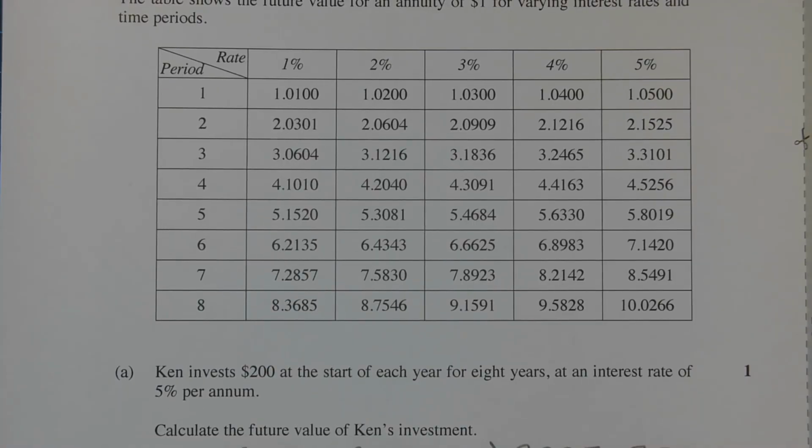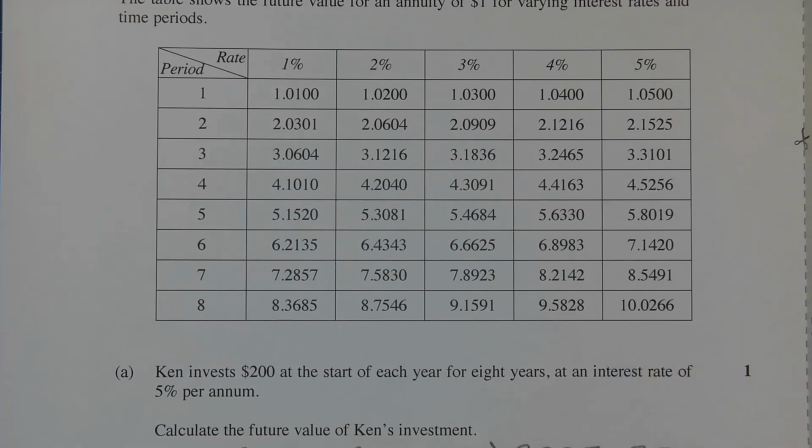Firstly, we need to identify the correct interest factor from the table, and we need to use the information given in Part A. Ken invests $200 at the start of each year for 8 years at an interest rate of 5% per annum. So that's compounded once per year, or compounded annually. So it's 8 years, which means we need to use row 8 from the table, and it's 5% per annum, so it's the 5% column.